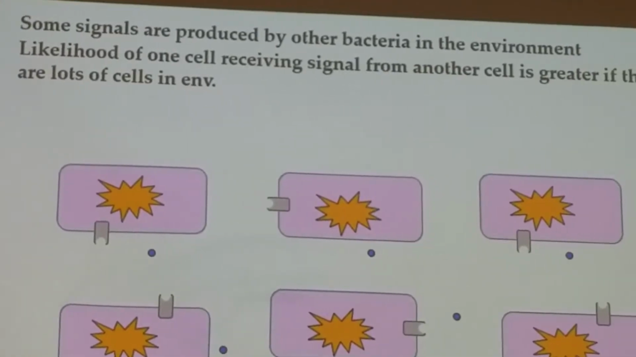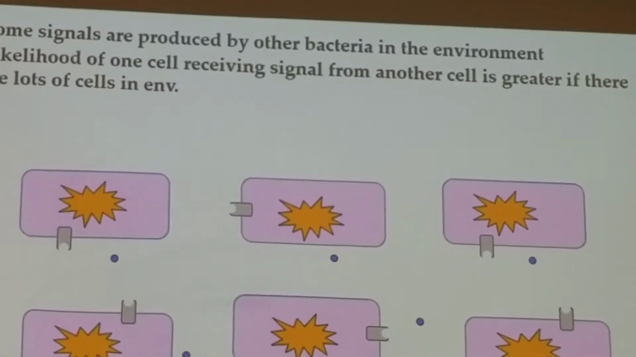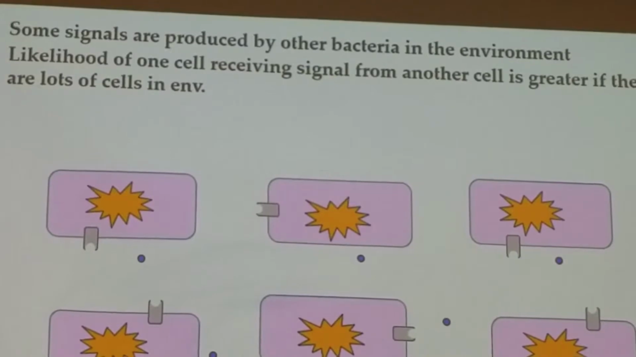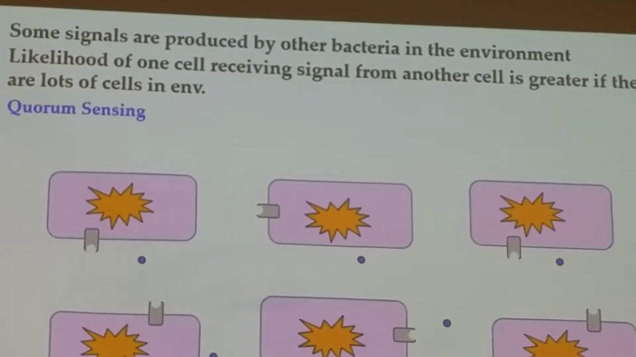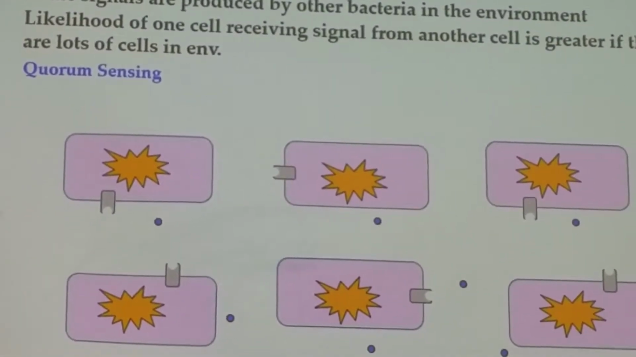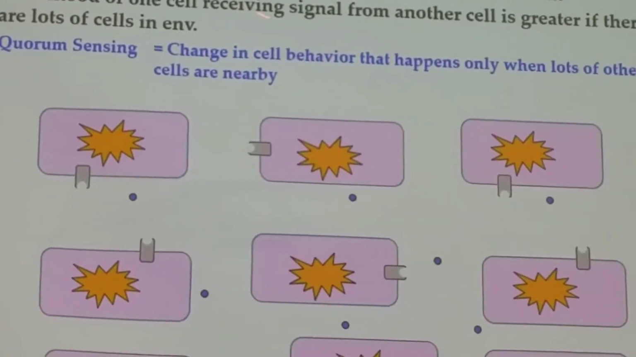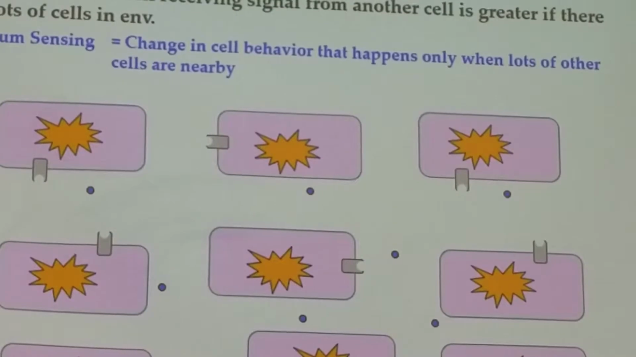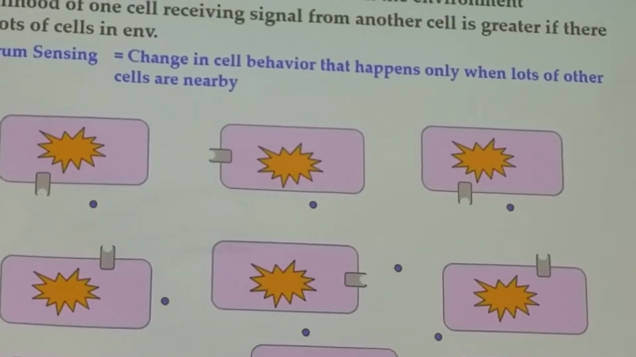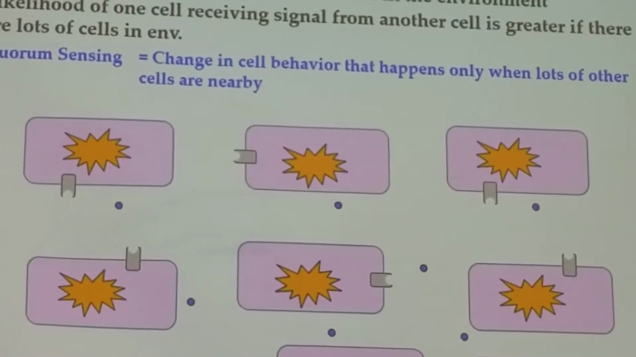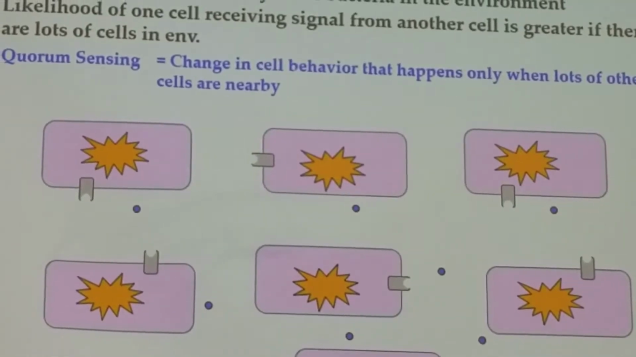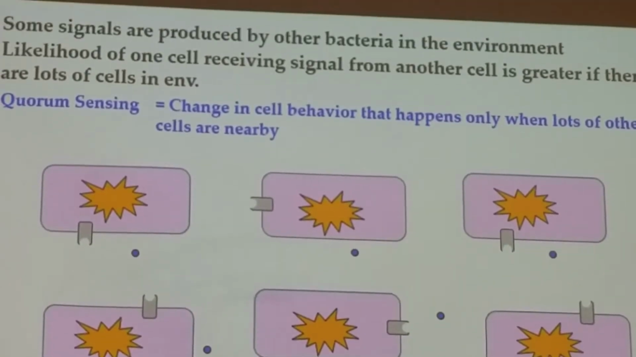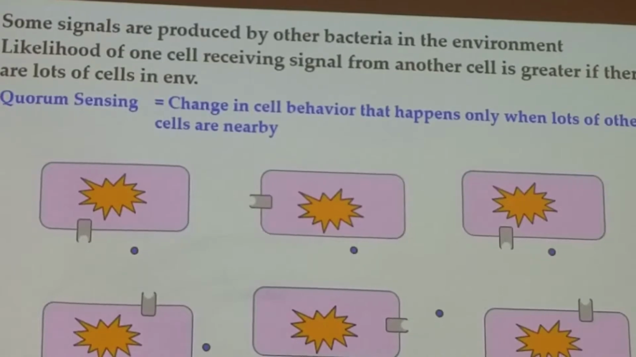The official term for this, whenever bacteria do something, but only when there's a lot of other bacteria around, is quorum sensing. So again, quorum sensing is a change in cell behavior that happens only when there are a lot of other cells nearby. Basically, it's cellular peer pressure. You do something only when you know that all these other cells are around, kind of doing the same thing.